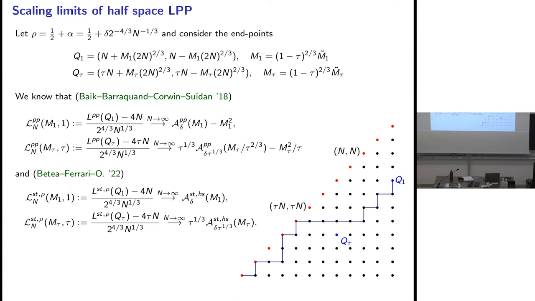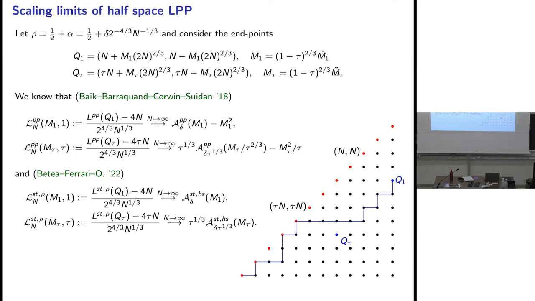Changing the value of the endpoint along the diagonal corresponds to looking at the process at different times, while if you change the value of m1 and m tau, you are looking at the process in space. And here with the scale m1, m tau in the variable 1 minus tau, we choose m tau to be 1 minus tau to the 2 over 3 times a constant m tau tilde.